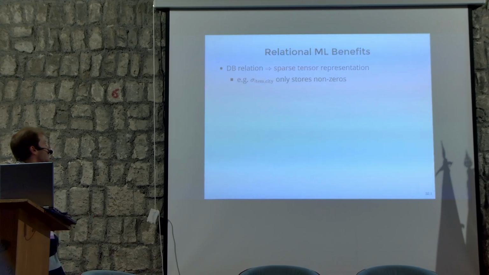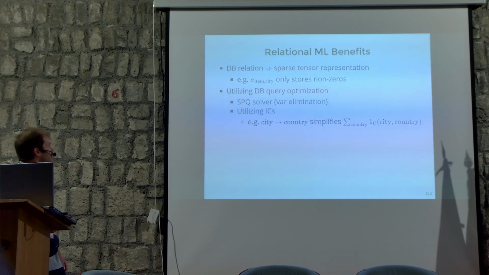For example, in the previous example, the query that computes sigma for item and city, the correlation of item and city, will naturally only compute non-zero entries and will only store those, without us having to worry explicitly about using sparse representation or eliminating non-zeros. Similarly, in this approach, just because we are encoding our computations as SPQs, which are basically database queries, we can piggyback on the database query optimizer to solve these SPQs efficiently.